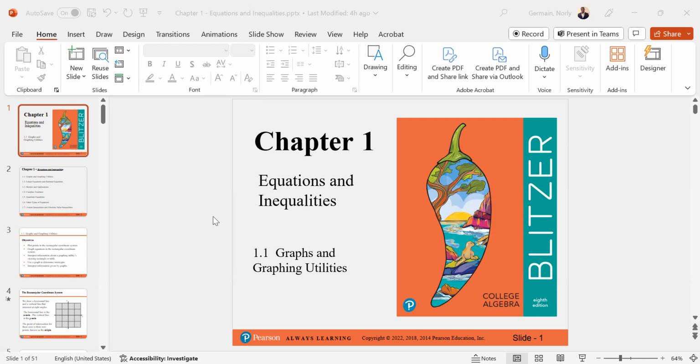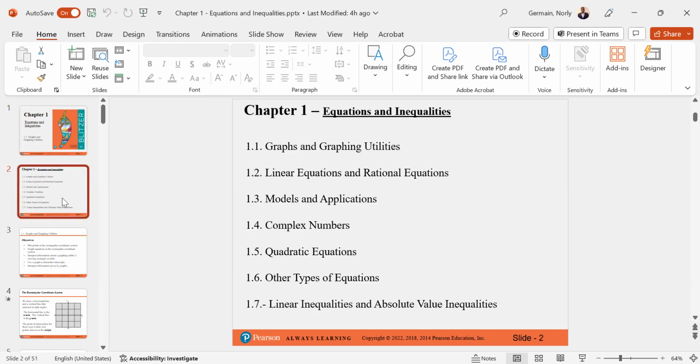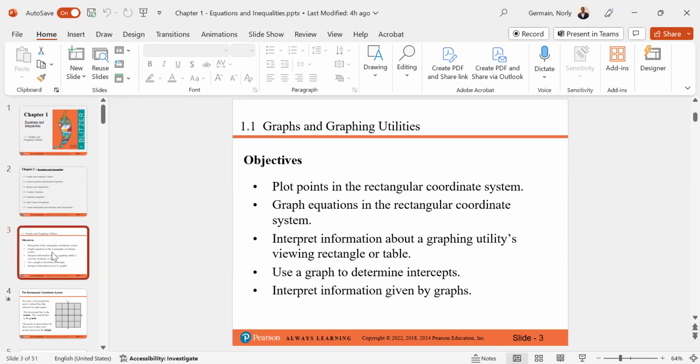But you know what? We're gonna start with the first section, 1.1 Graphs and Graphing Utilities, because it's much easier to use graphing utilities to graph any equations than doing it by hand. By hand, we just sketch it. We have 7 sections in this chapter. Graphs and graphing utilities is the one we're gonna see in this video. Then the other sections will be covered in the next video.